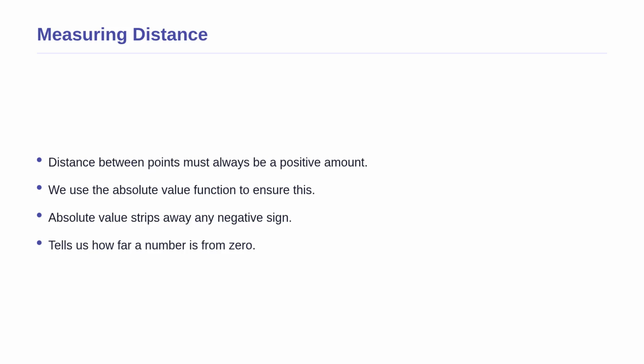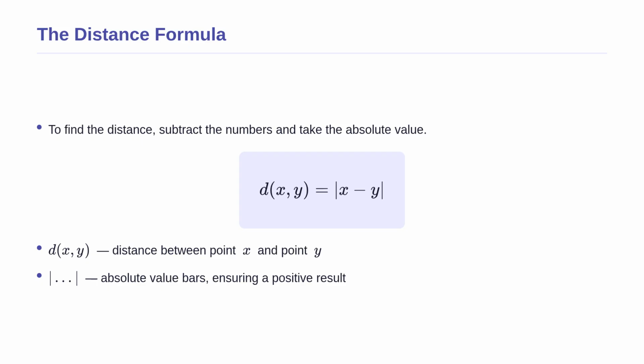In mathematics, we ensure distance is always positive by using the absolute value function. This function simply strips away any negative sign, telling us exactly how far a number is from 0, regardless of which direction we are moving on the number line. This concept of positive distance gives us a very simple but powerful formula. Conceptually, we just find the difference between two positions and force it to be positive. The formula is d of x comma y equals the absolute value of x minus y.